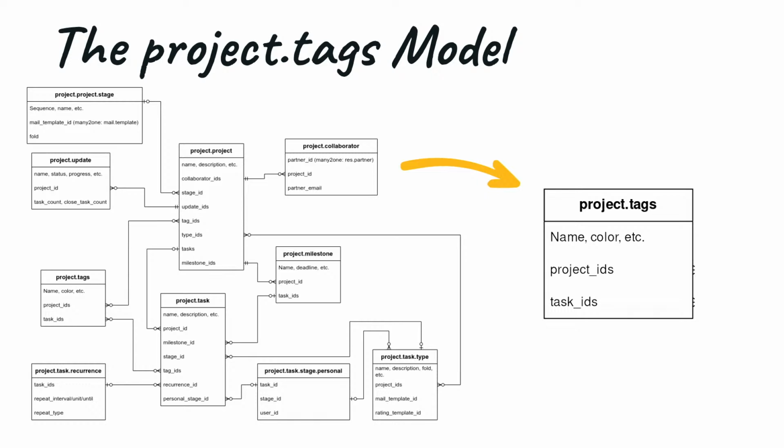Now, the project.tags model represents the tags that can be given to projects and tasks. They have the name, and they have a color for visual purposes, and they also have relational fields that go to projects and tasks that are using these tags.